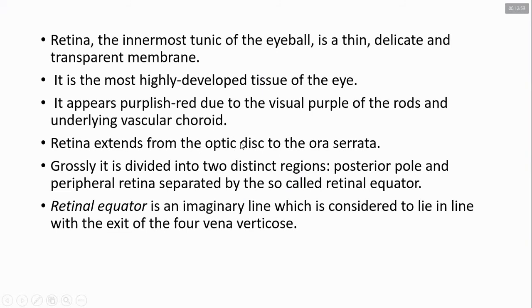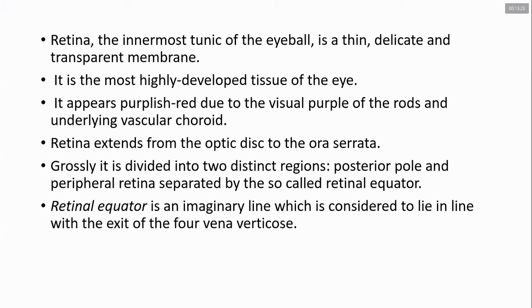So retina, the innermost tunic of the eyeball, is a thin, delicate, and transparent membrane. It is the most highly developed tissue of the eye, and it appears purple red due to the visual purple of the rods and the underlying vascular choroid. So why does it look like this color? Because of the choroid.